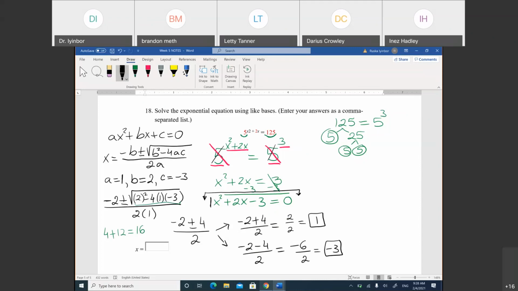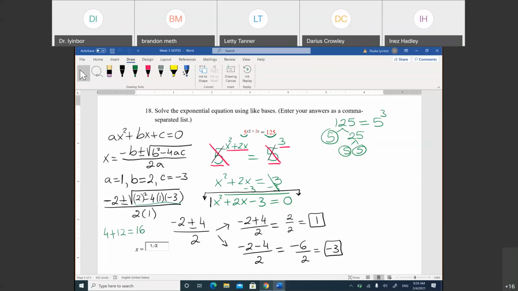And let's see what it says. Enter your answer as a comma separated list. So here we're going to get 2 answers. One of them is 1, comma. The second one is negative 3. You can put it backwards, doesn't matter. Okay? So that's how you solve this equation.